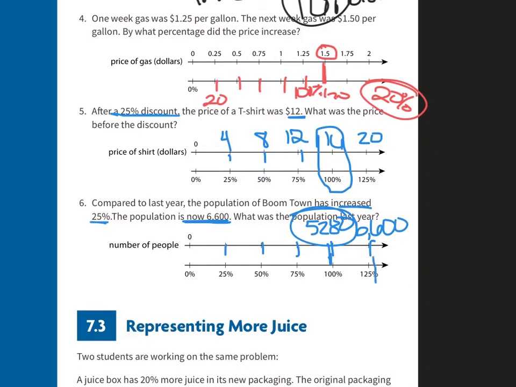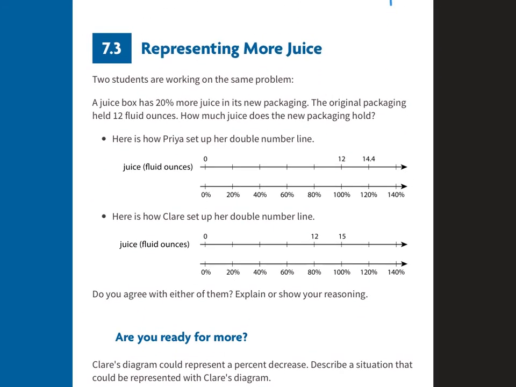All right, looking at page 55, Representing More Juice. If I slide down, here we go. It says two students are working on the same problem. The juice box has 20% more juice in its new packaging. The original packaging held 12 fluid ounces. How much juice does the new packaging hold?